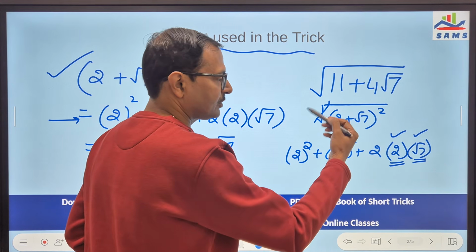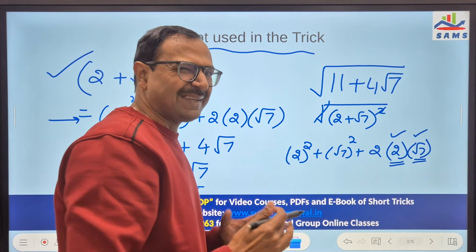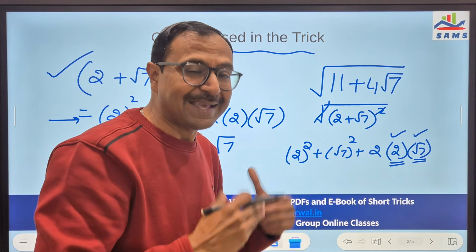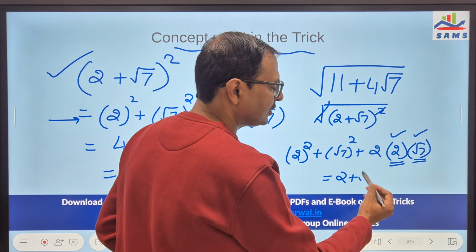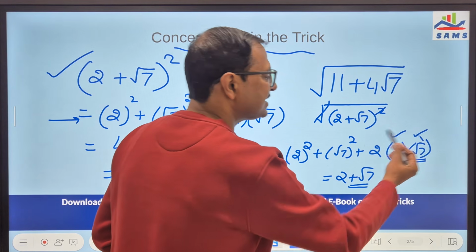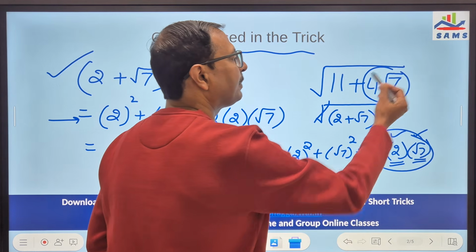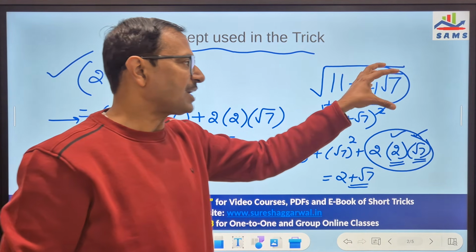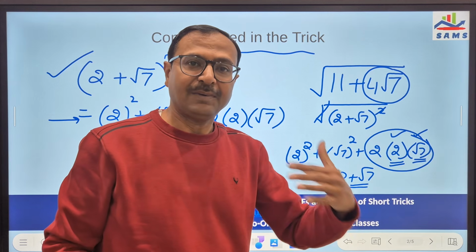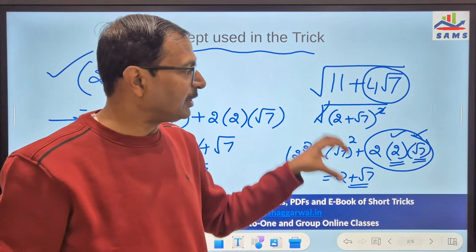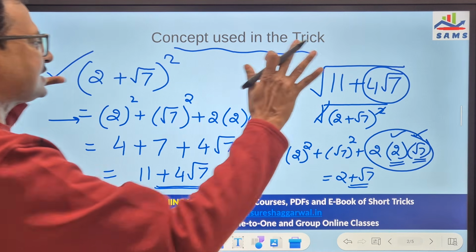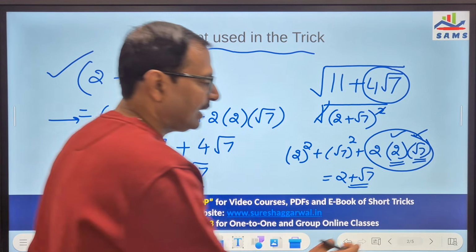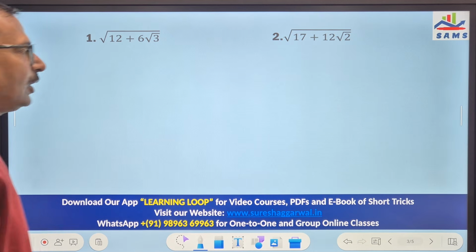So the square root and the square, I can say cancel out, but it is not exactly cancelling out. So the answer for the question will be 2 plus root 7. Now this is smartness. How do you break the term containing the irrational term, and then convert the problem into a whole square problem so that the square root is removed. So this is the concept used in the trick, and let's see some of the questions in hand now.